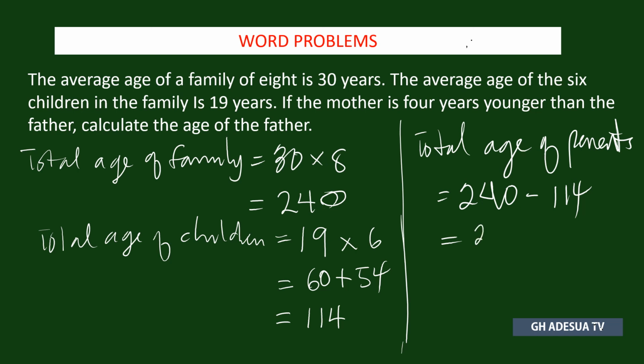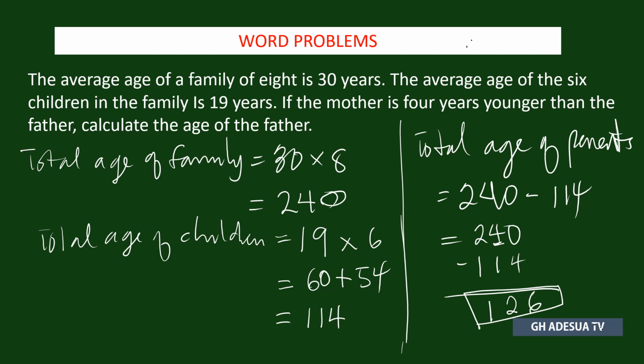Let's use our regular kind of notation. Subtraction. 114. So 0 minus 4 is not possible. So you bring 1 there, making it 10. 10 minus 4 is 6. Now this 4 is left with 3. 3 minus 1 is 2. 2 minus 1 is 1. So 126. So total age of parents is 126.